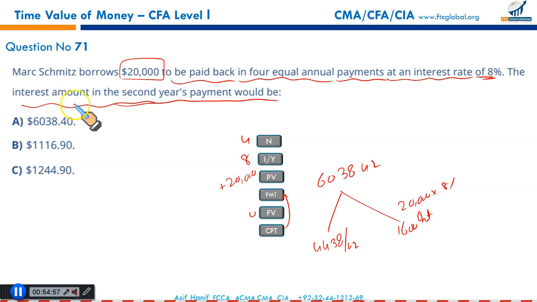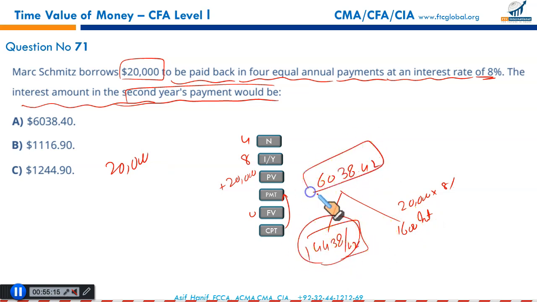It says the interest amount in the second year payment, just the interest part in the second payment. So this is your first year payment, same as the second year payment, but let us see what is the interest part in the second payment. Now, total loan was $20,000, that's the principal. Out of this principal, some has been paid. 6038.42 is the periodic payment. This is the principal part. If this has been paid, 4,438.42, this would be the remaining principal.